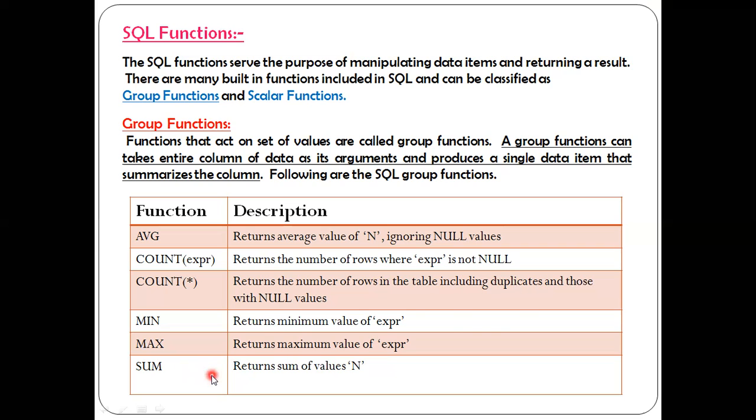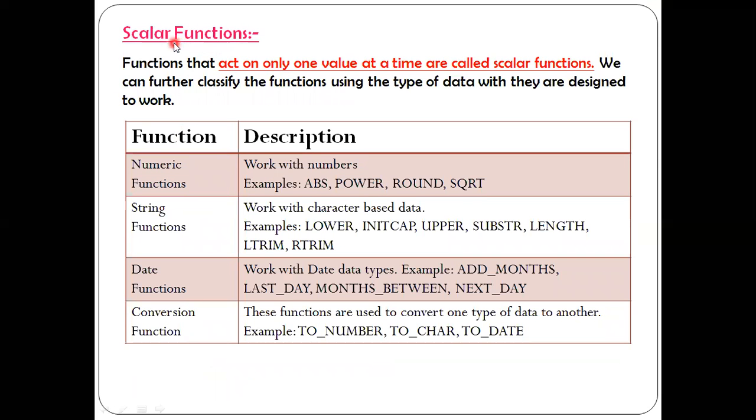Moving to the next one, some scalar functions. Functions that act on only one value at a time, whereas group functions act on the entire column. Functions that act on only one value, a particular row, at a time are called scalar functions. We can further classify the functions using the type of data they are designed to work with. Scalar functions are classified into some broad categories. Have a look at the table, functions and descriptions.